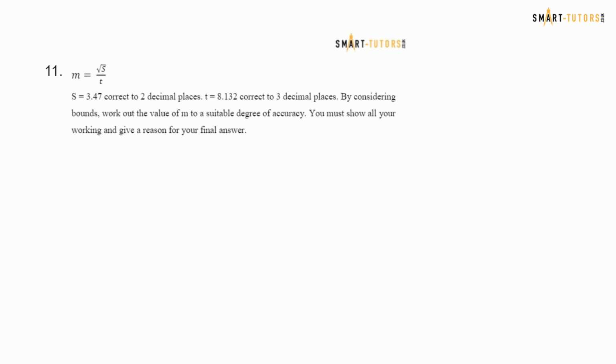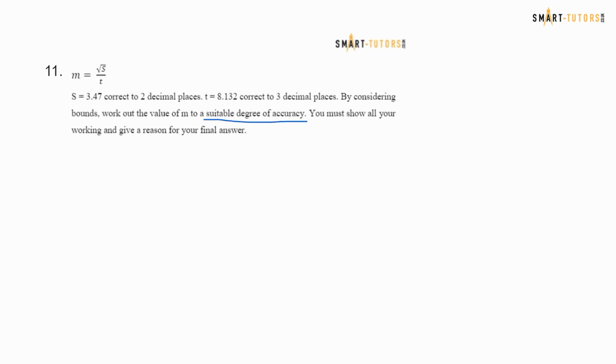Question number 11. M equals square root of S over T. S is equal to 3.47, correct to 2 decimal places. T equals 8.132, correct to 3 decimal places. By considering the bounds, work out the value of M to a suitable degree of accuracy. You must show all your working and give a reason for your final answer. So here, the term is suitable degree of accuracy.